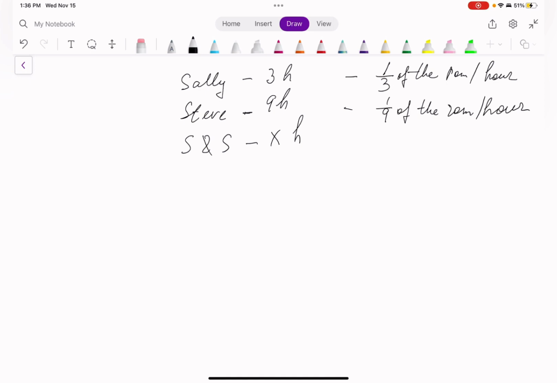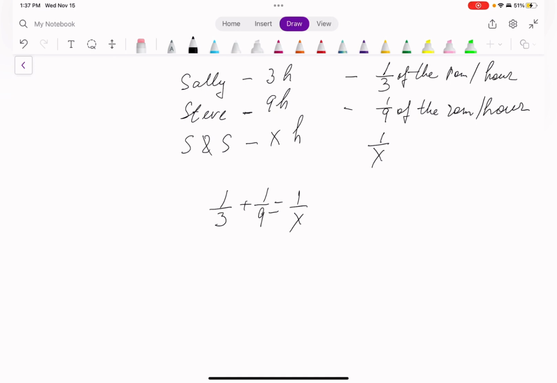And together, it will take X hours, so it's going to be 1/X. So which equation is it going to be? For 1 hour, 1/3 plus 1/9 is going to be together 1/X. Same thing as 1/X, right? All right, so let's solve it and see what it's going to be.